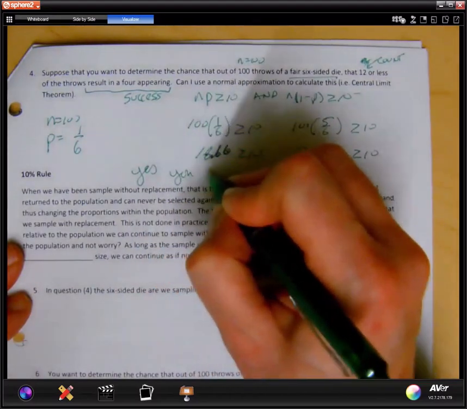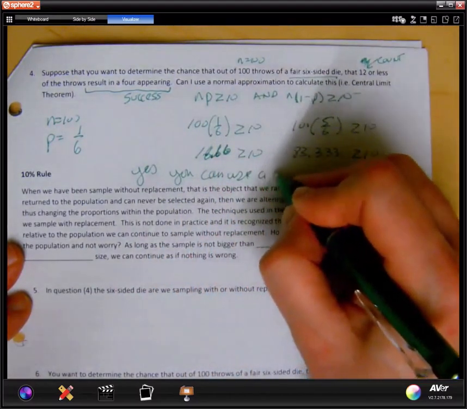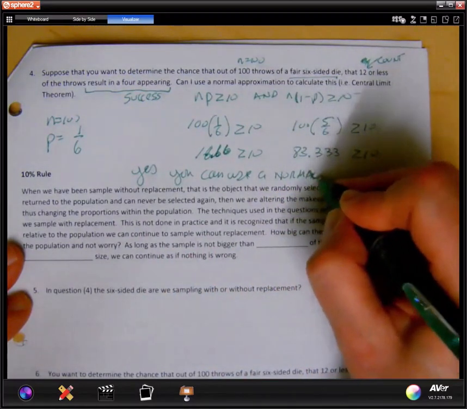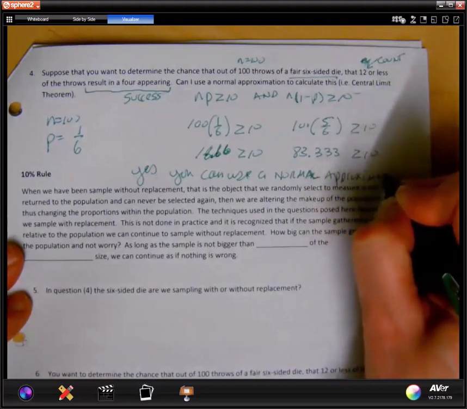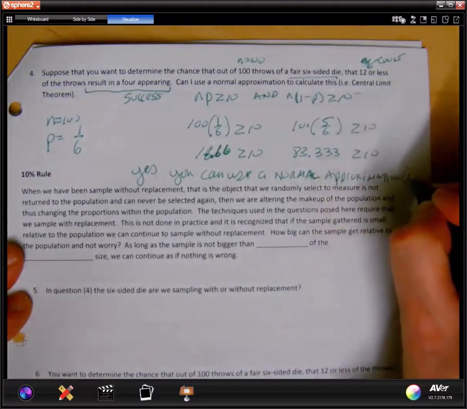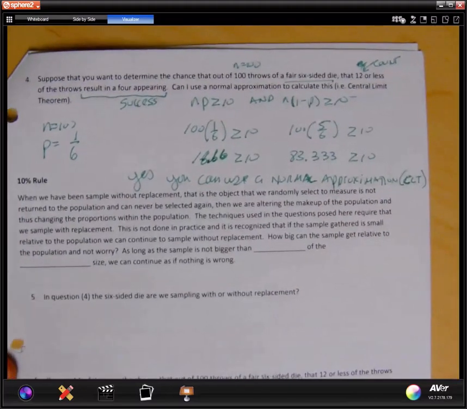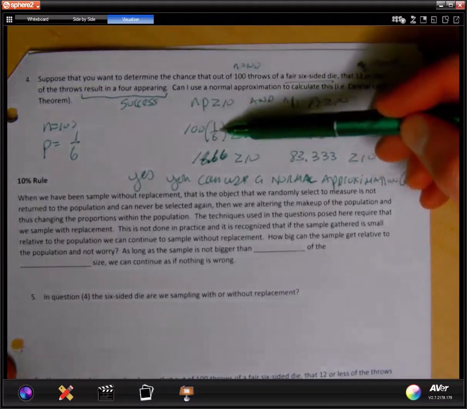you can use a normal approximation, meaning the normal model, to approximate the probability. And again, what I'm doing is the CLT, the central limit theorem. That's what I'm saying. My sample size is big enough. And notice my sample size has to overcome the chance of success.